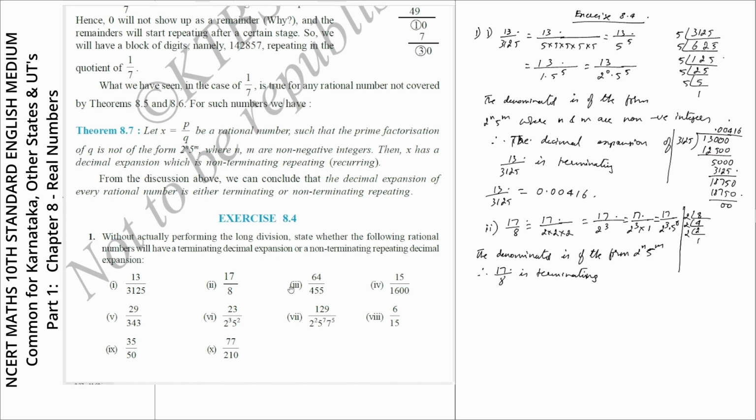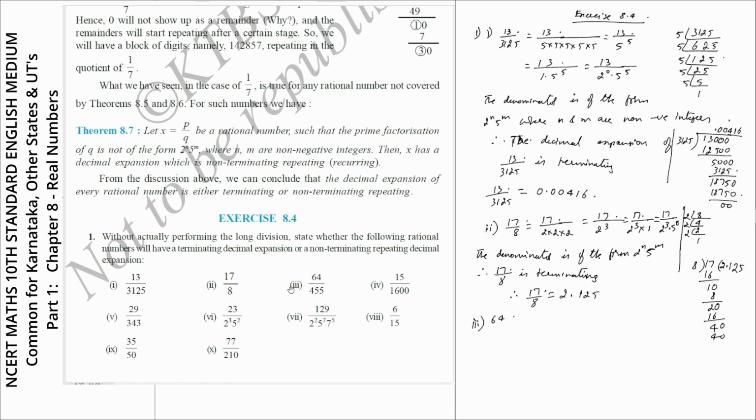So to find the terminating expansion, I need to divide. So 17 divided by 8. 8 2s are 16. So 1 is remaining. It is not divisible. Put one decimal point and take 0. 8 1s are 8. Now 2 is not divisible. I'll put 1 0. Now 8 2s are 16. Now 4 is there. I'll put 1 0. Now 8 5s are 40. Therefore 17 by 8 is equal to 2.125.